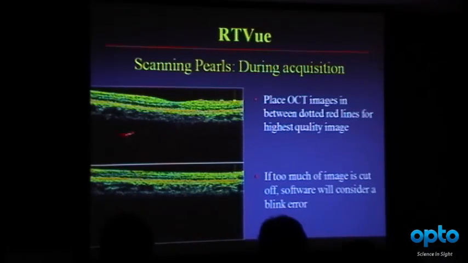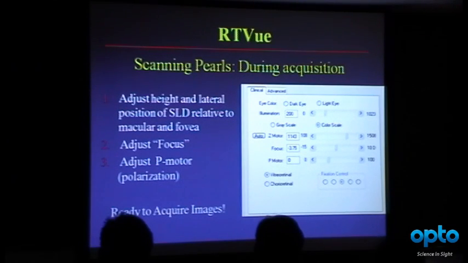I don't know if you can see these red lines, but you want to have the image between the red lines. If it's outside the red lines, as you can see below, the machine will consider it a blink error and not use that image.